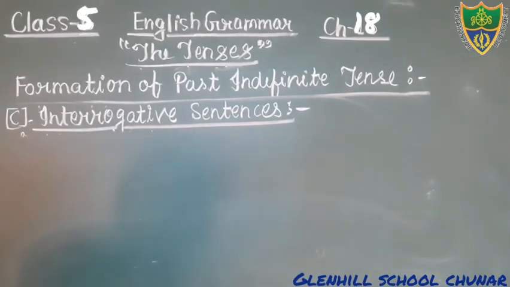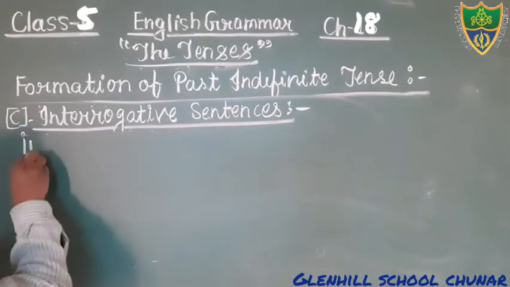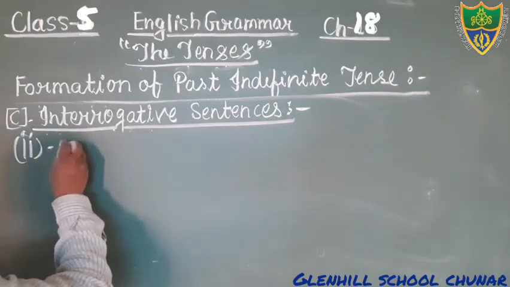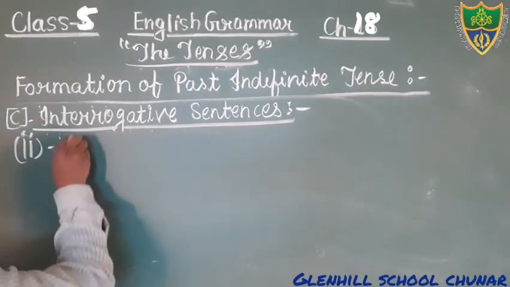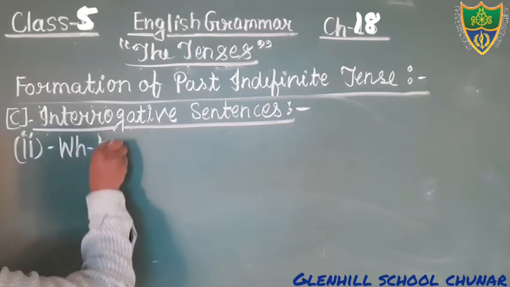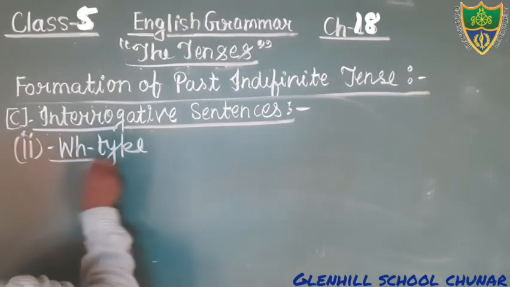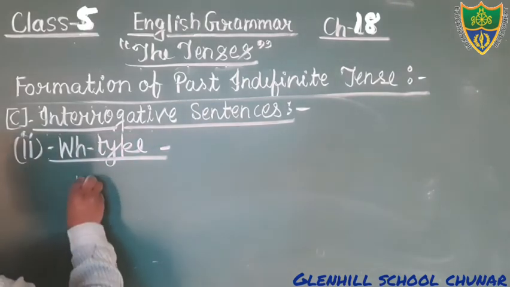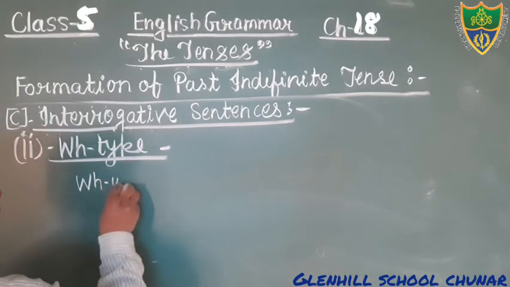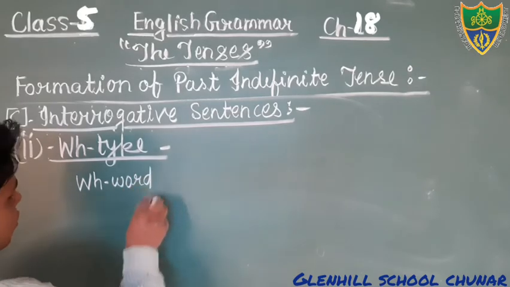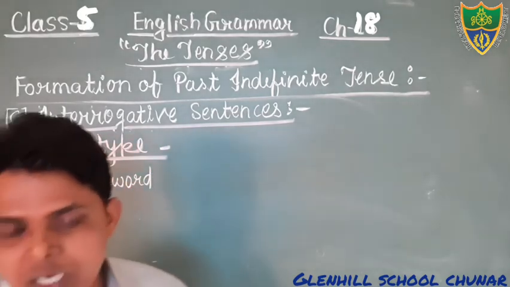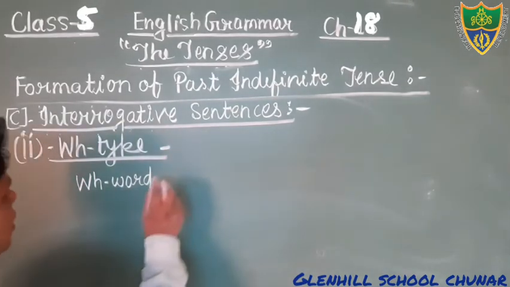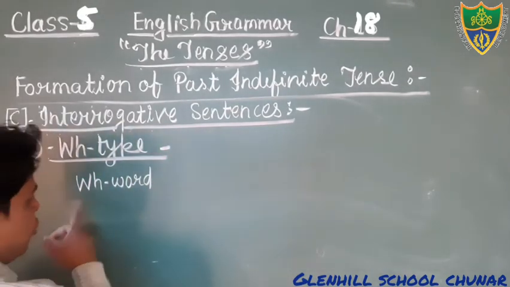Now, just see the second portion, the second subtype, that is WH type. WH type of interrogative sentences always start with the WH word. What is a WH word? I have already told you. What, why, when, which, whose, etc. are the WH words that start with WH. How is also included in that.